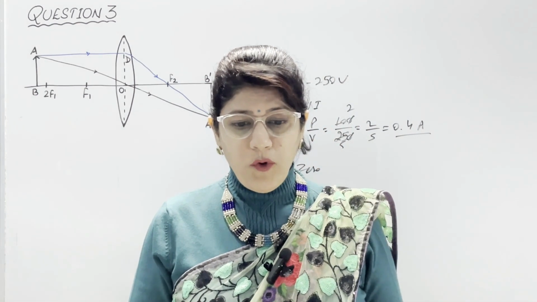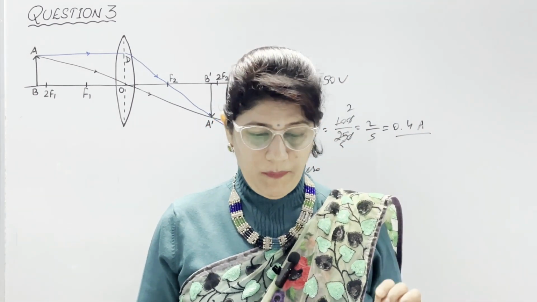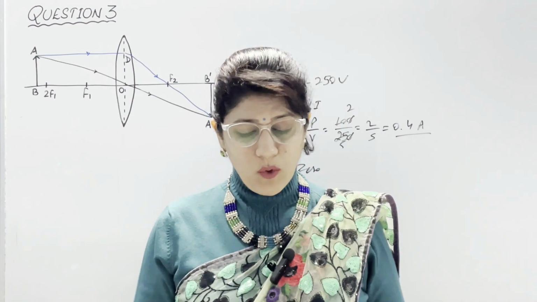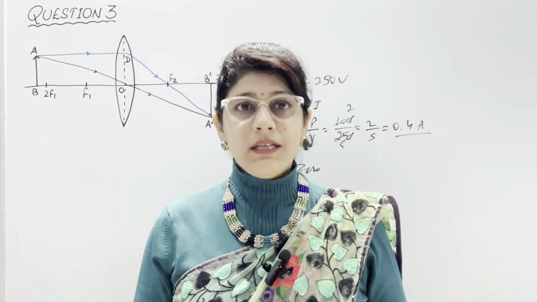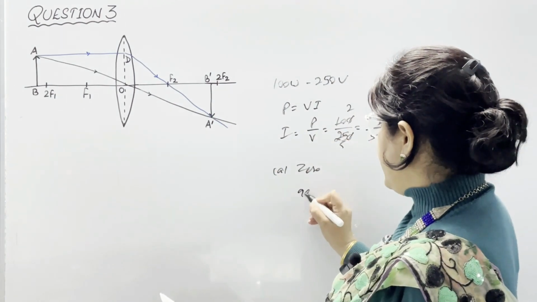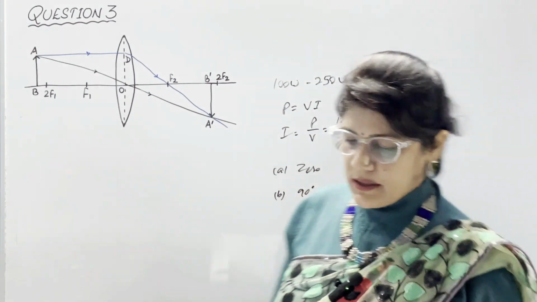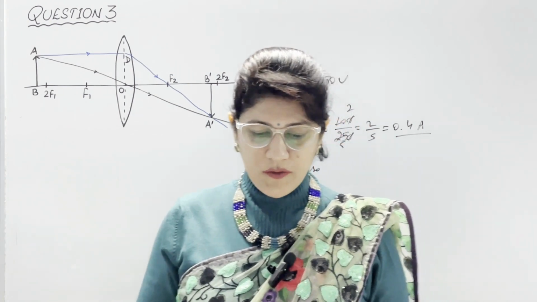In B part, for the force experienced to be maximum, the conductor should be kept perpendicular to the magnetic field. That is, the angle should be 90 degree. For B part, the angle should be 90 degree. For A part, it is 0.